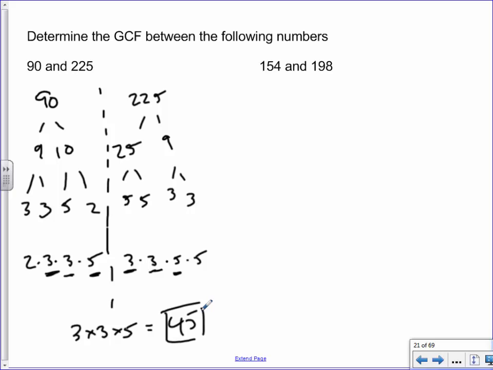Oh, multiply them, right? So what's in common then is 3 times 3, which is 9. 9 times 5? Or here, 3 times 3. See how that works?